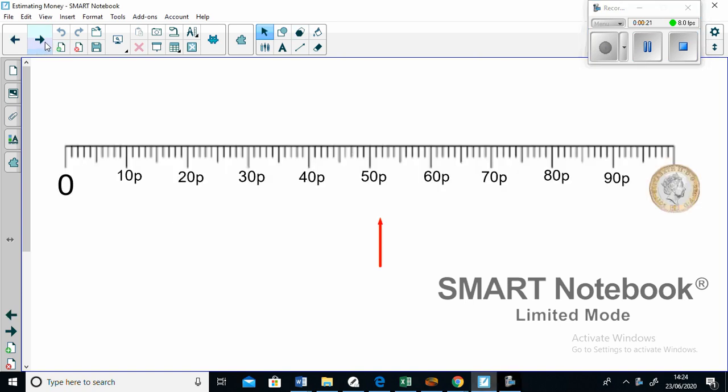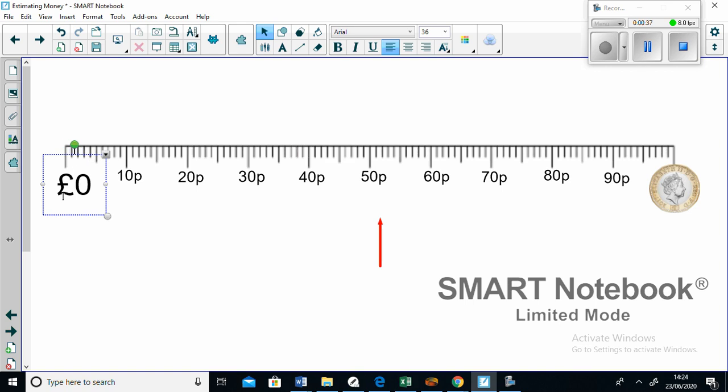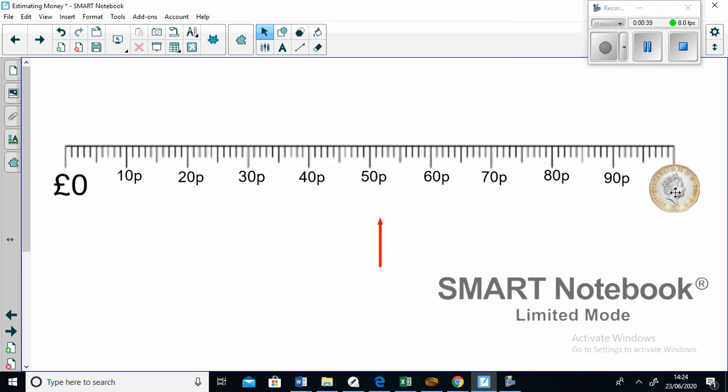Now, last week you looked at a visual aid which looked a lot like this. The only difference is it went from 0 to 1. This one is almost identical, but it goes not from 0 to 1, it goes from 0 pounds. In fact, I should put a little pound sign there. From £0 up to £1. And in between, instead of 0.1, 0.2, 0.3, 0.4, etc., it's got 10p, 20p, 30p, 40p, 50p, 60p, 70p, 80p, and 90p. Hopefully you can see that this is very, very similar to the skill we were working on last week.